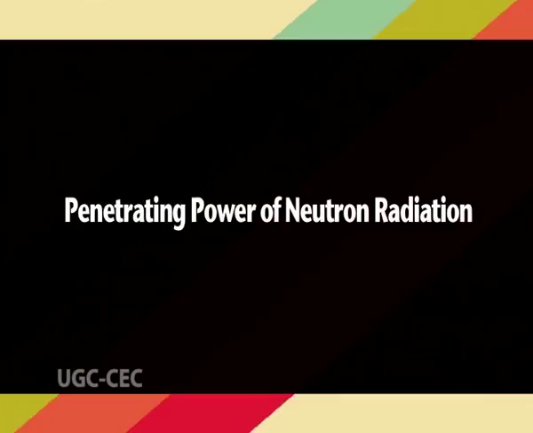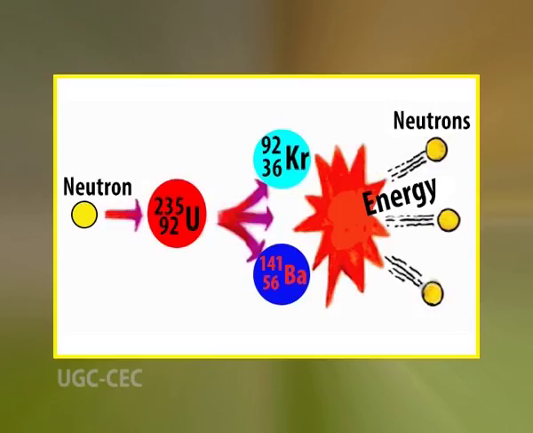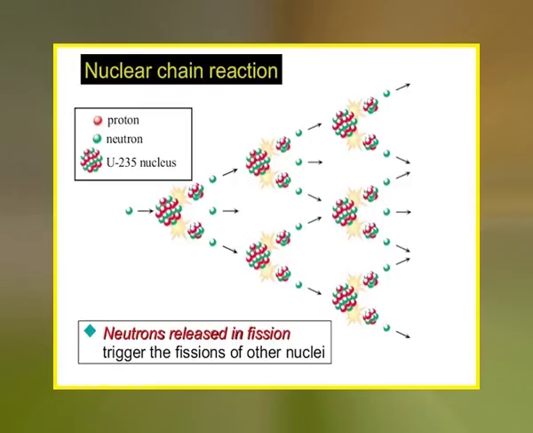Fourth, penetrating power of neutron radiation. Apart from cosmic radiation, spontaneous fission is the only natural source of neutrons. A common source of neutrons is the nuclear reactor, in which the splitting of a uranium or plutonium nucleus is accompanied by the emission of neutrons. The neutrons emitted from one fission event can strike the nucleus of an adjacent atom and cause another fission event, inducing a chain reaction. The production of nuclear power is based upon this principle.